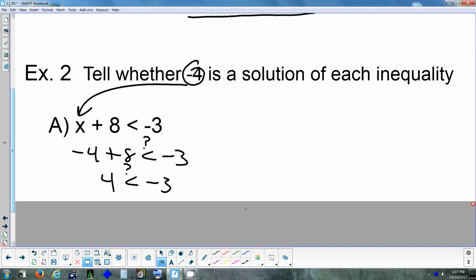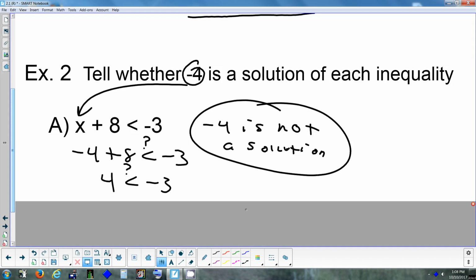Is that true? Is 4 less than -3? No. So what does that mean about the number -4 and this problem? It's not that there's no solution, but this number isn't one. That number is not a solution. So negative 4 is not a solution. There might be other numbers that are, but that one's not.